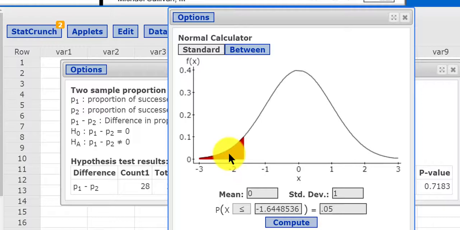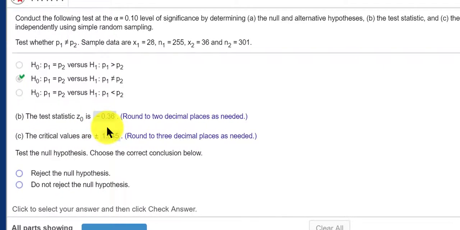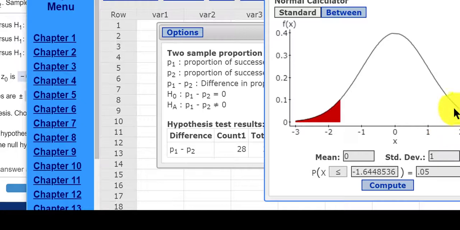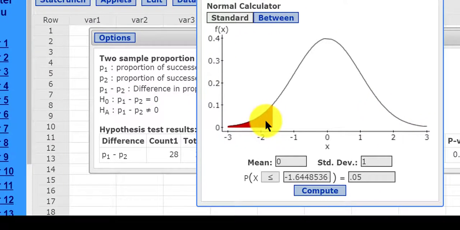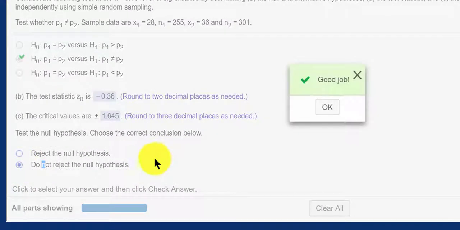If it does, then we would reject the null hypothesis. But this actually does not fall into any of the red area, right? And remember, imagine that there's a red area that looks exactly this size and shape going to the right. So the negative 0.36 doesn't fall in either of the red area, so we do not reject. I check. Boom. Good job.